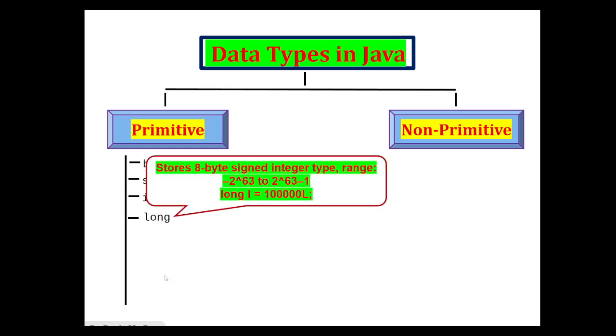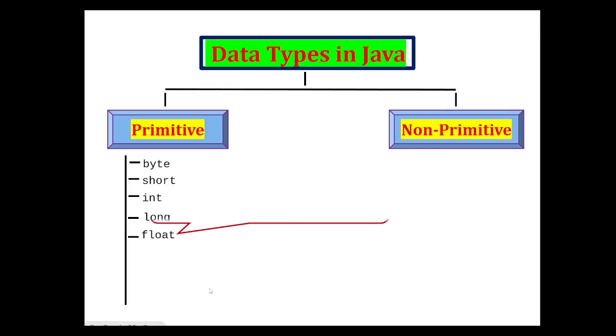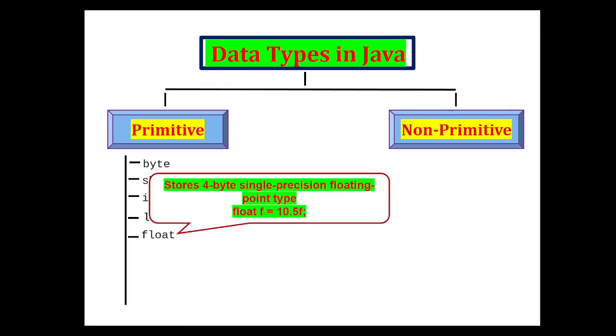Next is the long, which stores an 8 byte integer value, and this is the range, and how we can declare it like this one. Next is a float, which is a 4 byte single precision floating decimal point, and how we can declare it like this one.